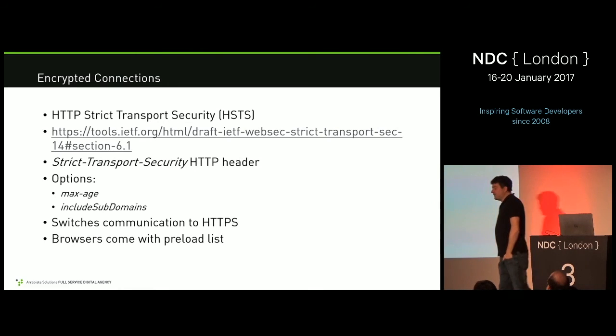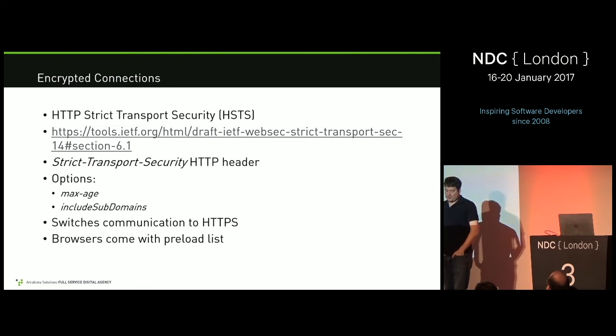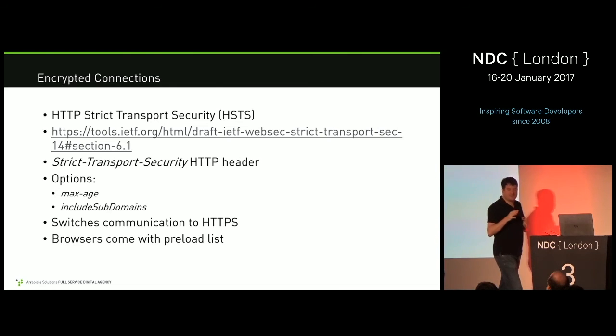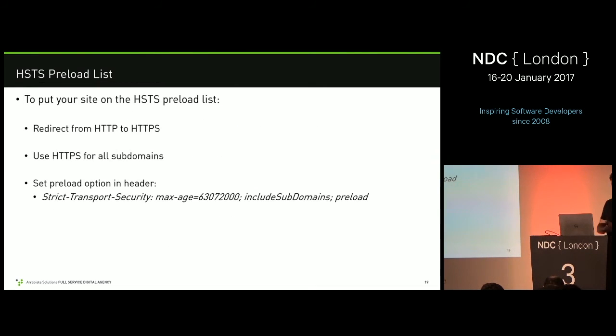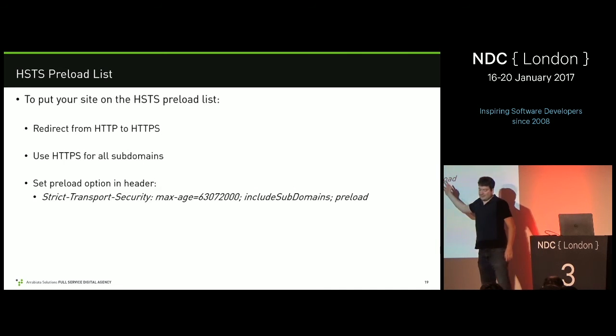Modern browsers do have a preload list, a list of domains that signed up for being preloaded in that list. And it's not just the big domains in there, there are also smaller ones too. And there are several steps involved in order to become part of that list. You have to do a redirection from HTTP to HTTPS. You have to use HTTPS on all subdomains. And you have to send the Strict-Transport-Security header and add preload at the end.